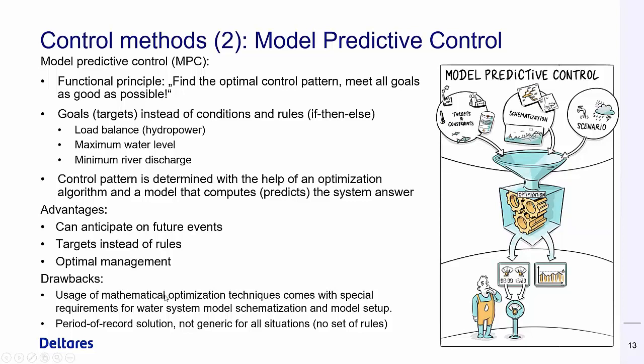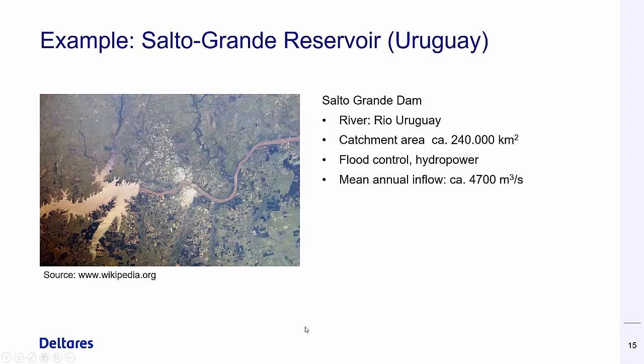The drawback is that we need mathematical optimization techniques, and they come with special requirements for water system model schematization and model setup, so it's more complicated. And what we get is a period of record solution, a solution that fits this particular scenario, and this will not work for all other situations, so we have to use this modeling system during operations. We cannot translate that into an if-then-else rule book or a table or a graph that we have seen in the previous slides.